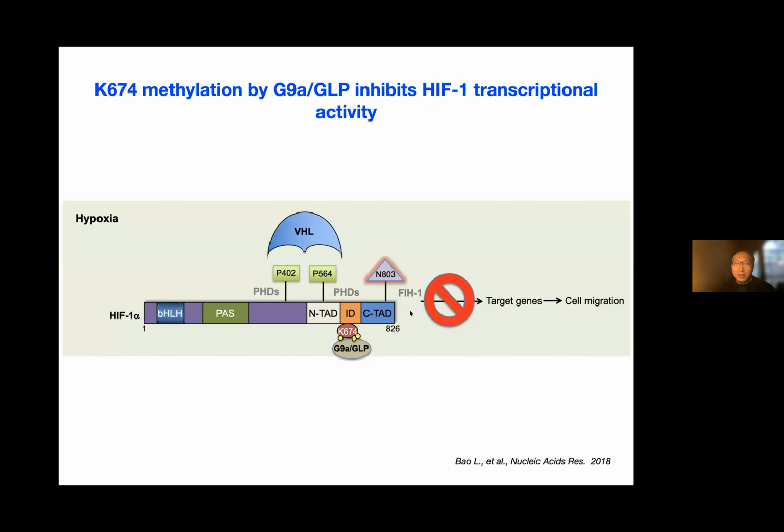Since this data has been published, I just use a cartoon to summarize what we found. Lysine 674 is located in an inhibitory domain within the transactivation domain. Lysine 674 can be monomethylated or dimethylated by Rna or the Rna paralog GLP. This methylation can block the HIF transcriptional activity and glioblastoma cell migration.